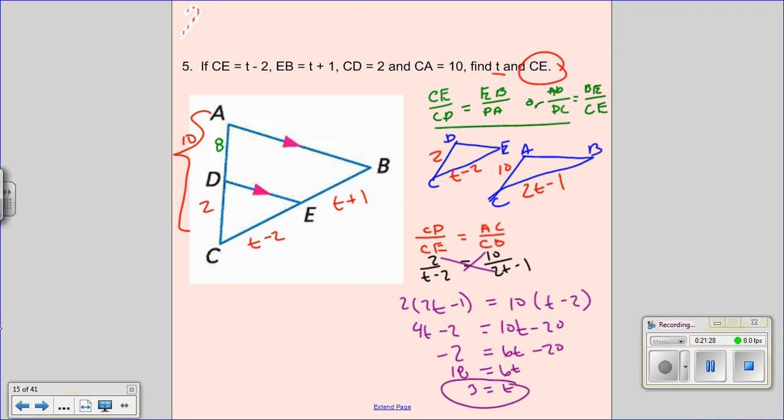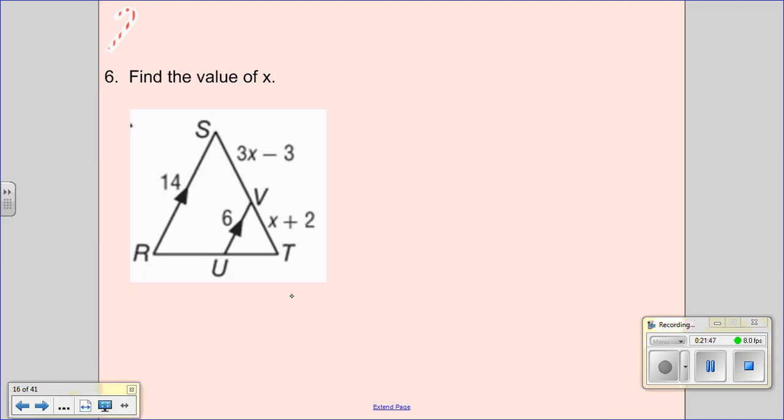Phew! Now that we know what t is, we can find CE by substituting it back in. 3 minus 2, so CE is equal to 1. You should be able to complete this one as well and take a photo. This concludes your notes for the day.